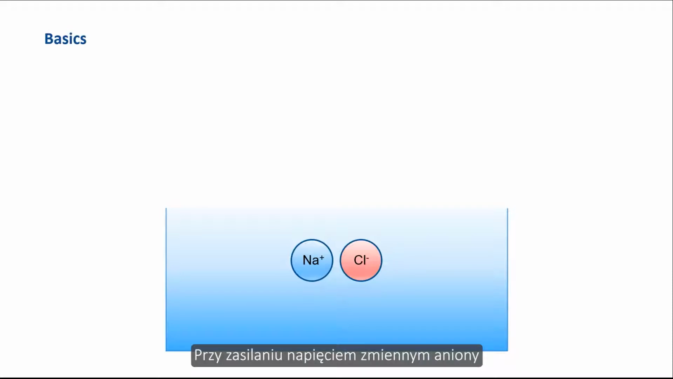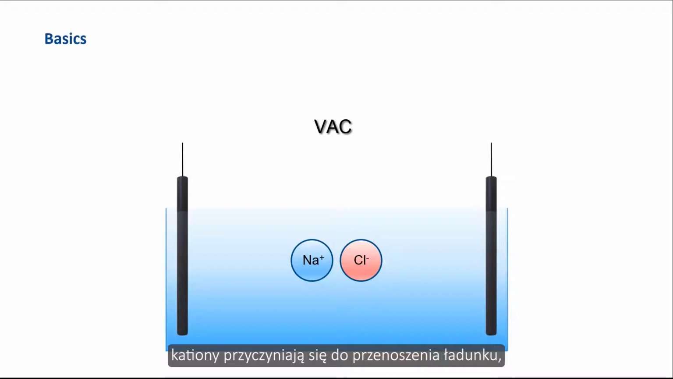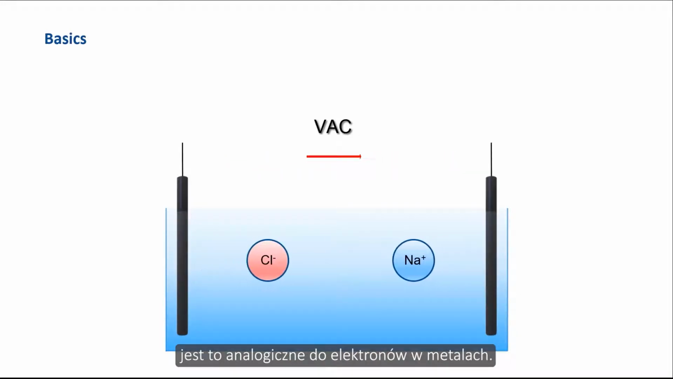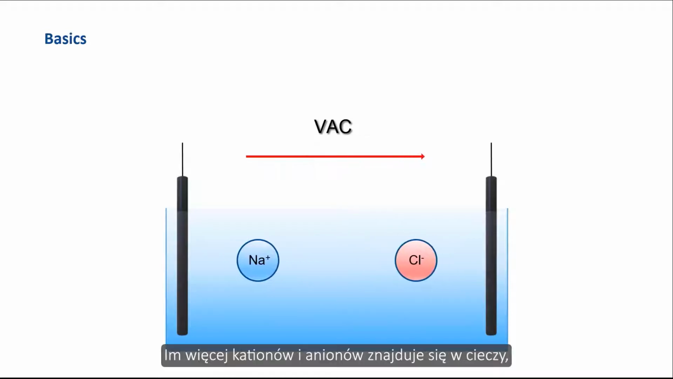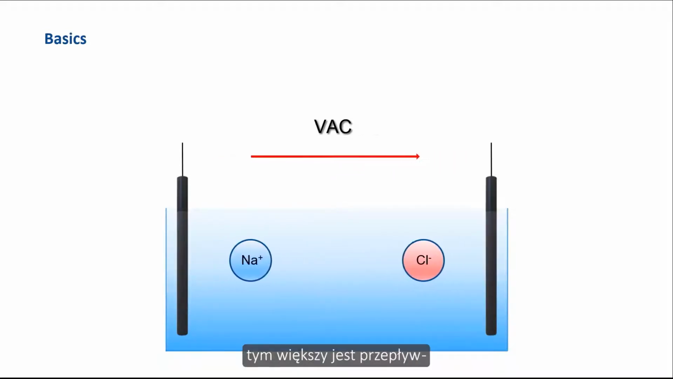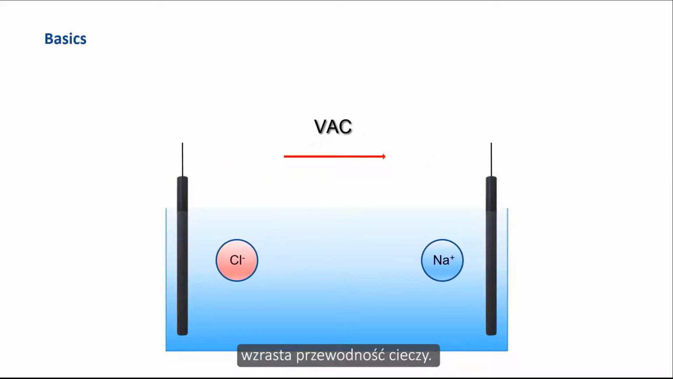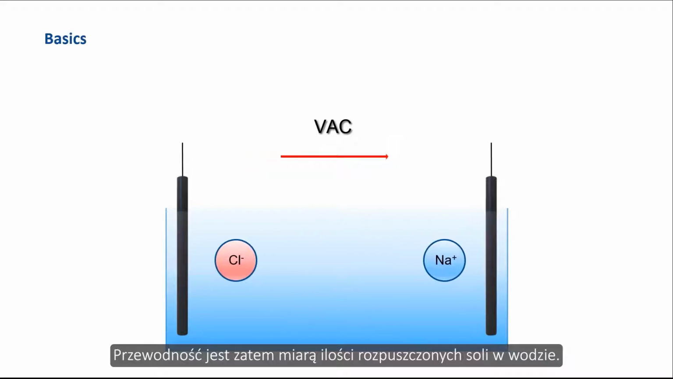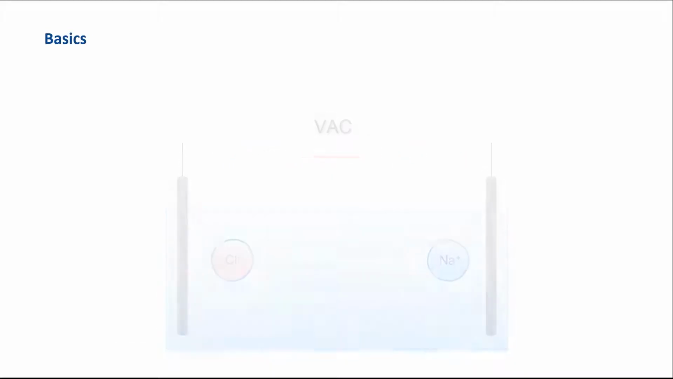With the supply of an alternating voltage, the anions and cations contribute to the charge transport. This is analogous to the electrons in metals. The more cations and anions there are in the liquid, the higher the current flow. The conductivity of the liquid increases. Conductivity is therefore a measure of the amount of dissolved salts in water.